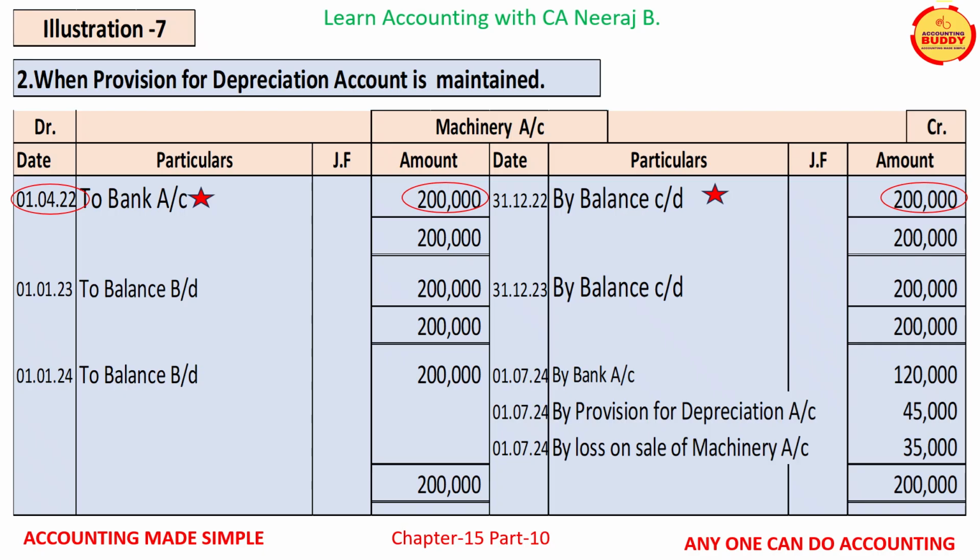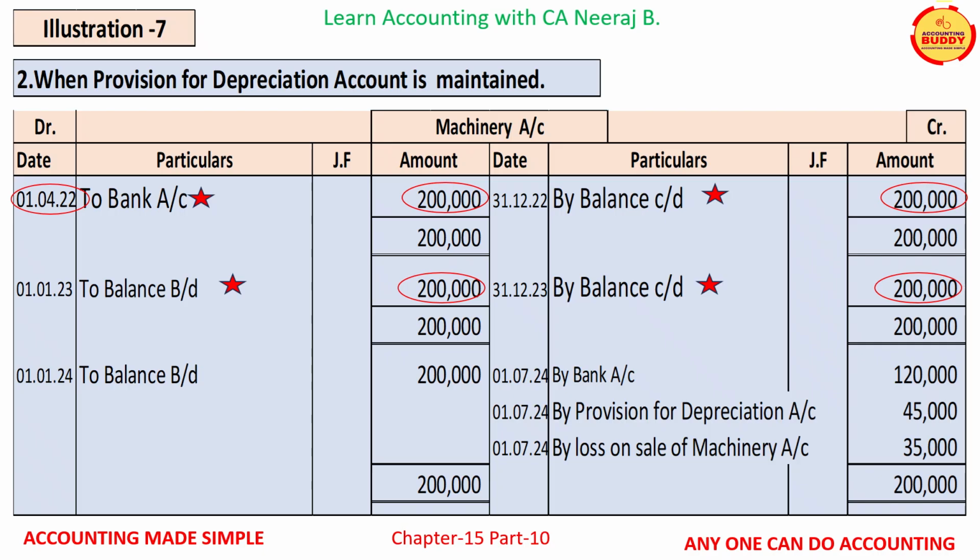Similarly, on 1st of January 23, the original purchase value will be written on the debit side of the machinery account by writing the words to balance brought down for $200,000. And again, the same value will be shown on the credit side of the machinery account on 31st December 23 as closing balance for the financial year 2023 by writing the words by balance carried down for $200,000.